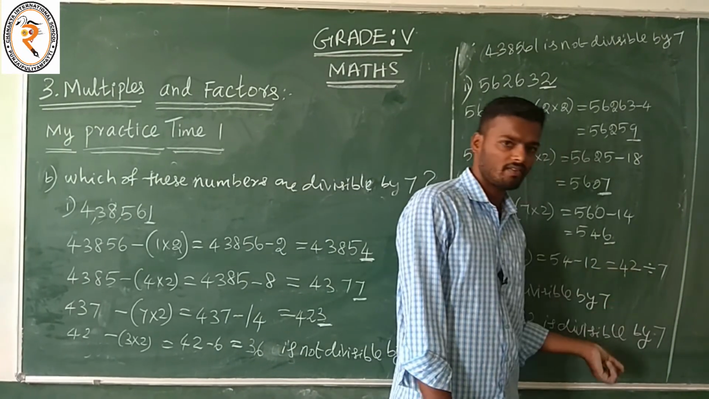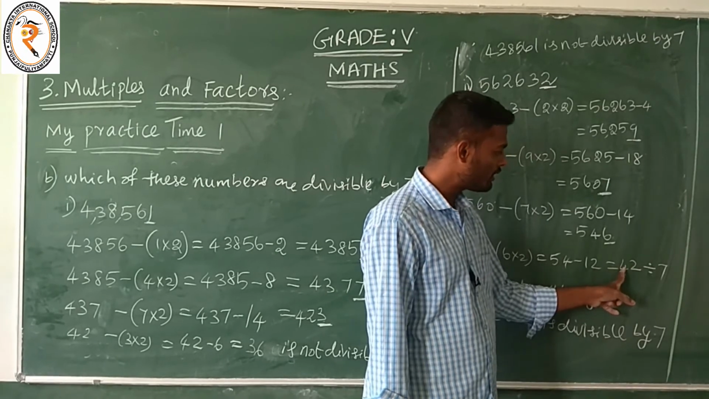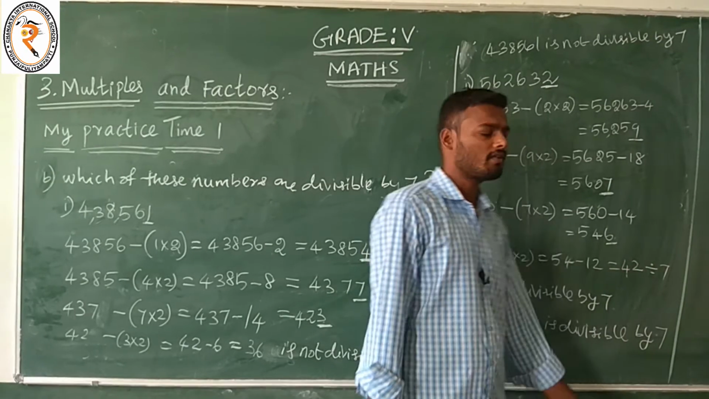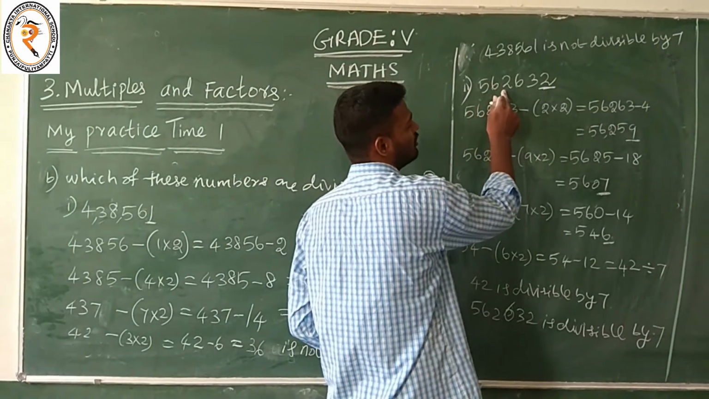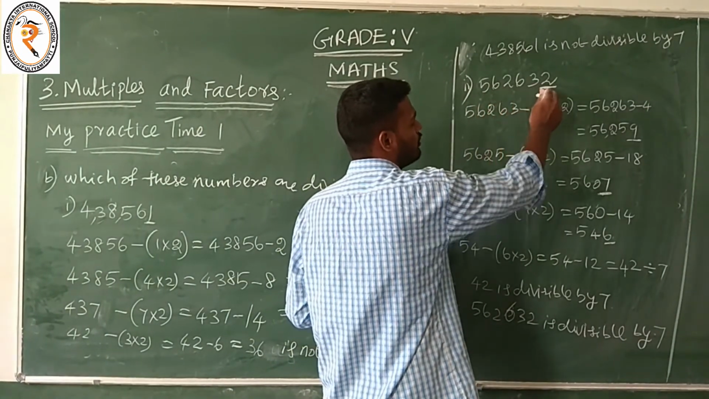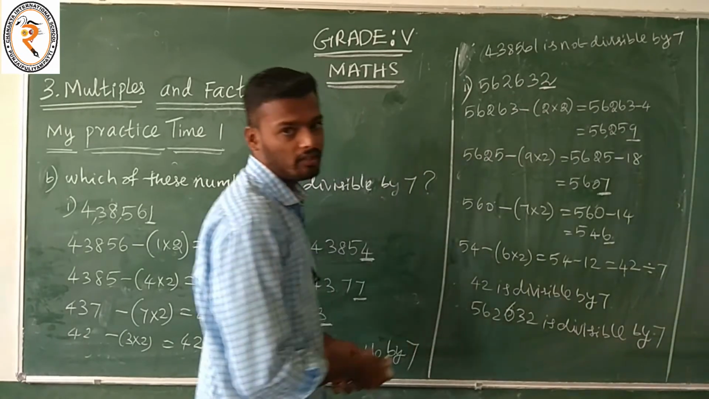42 is divisible by 7. In the 7 times table, we have 42. Therefore, 5,62,632 is also divisible by 7.